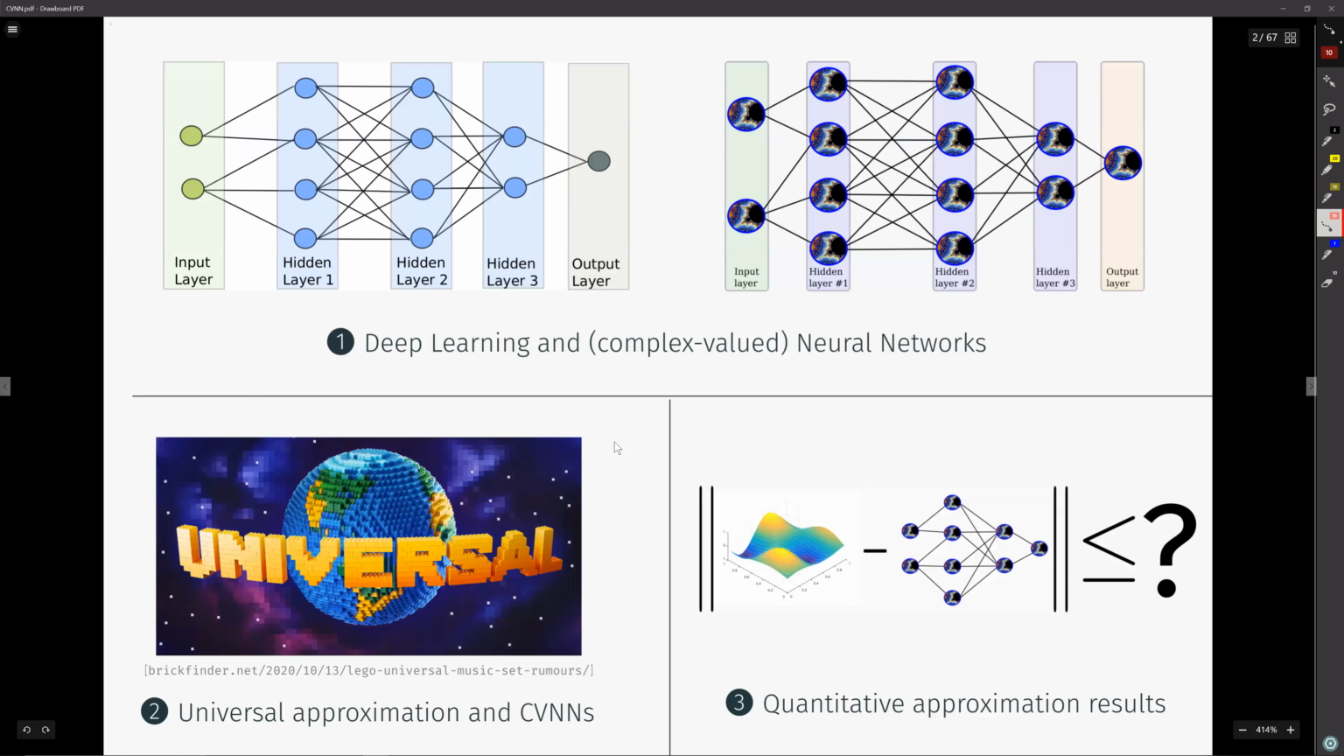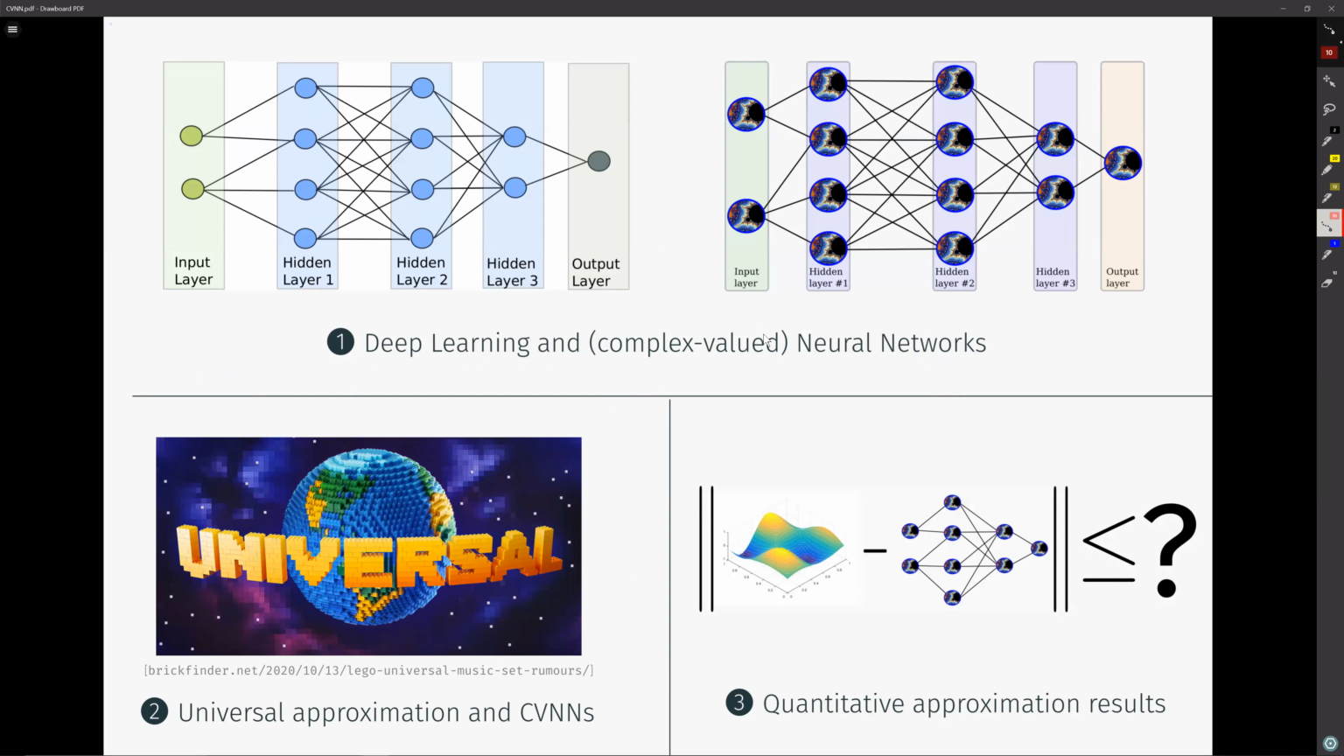So the talk is structured as follows. In the first part, I will talk mostly about stuff that some of you will probably already know. So what is deep learning? What are neural networks? And then in contrast to that, what are complex valued neural networks? And I will also briefly review the approximation properties of real valued neural networks so that we can then contrast them to those of complex valued ones.